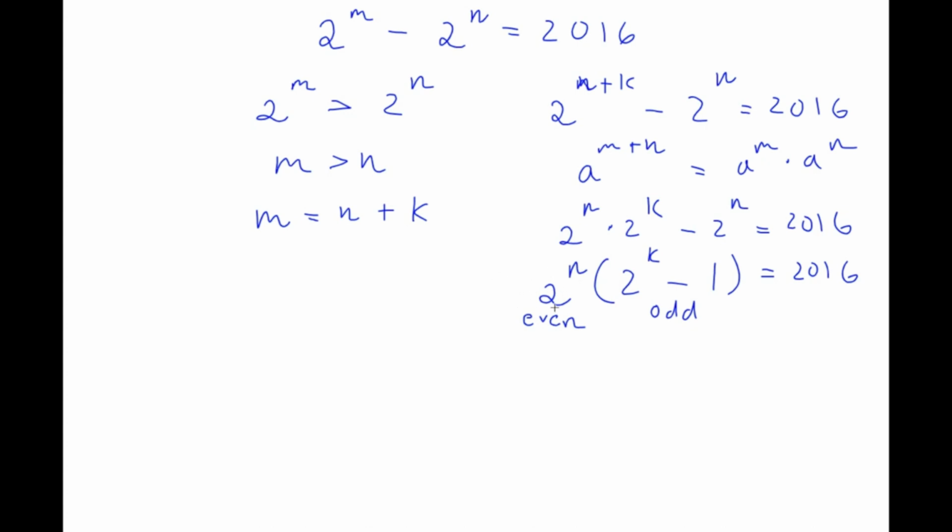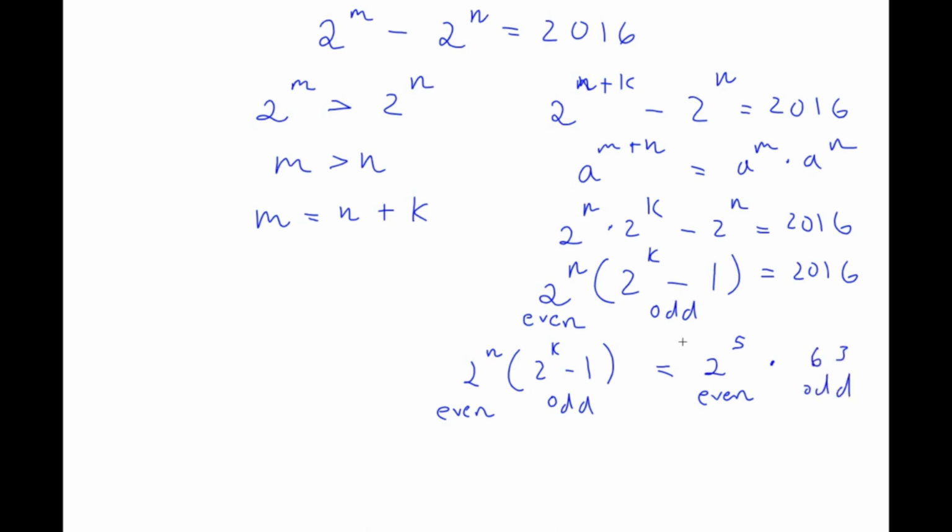So I have an even number times an odd number, meaning we need to change 2016 so it's in the form of an even number times an odd number. So now this will be equal to 2 to the power of n times 2 to the power of k minus 1. Remember, 2 to the power of n is even, 2 to the power of k minus 1 is odd, and this is equal to, now 2016 I'm going to rewrite as 2 to the power of 5, which is even, times 63, which is odd.